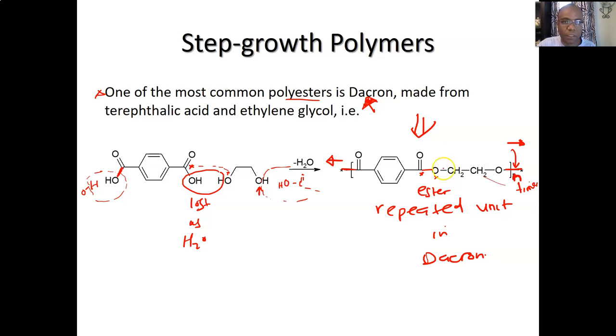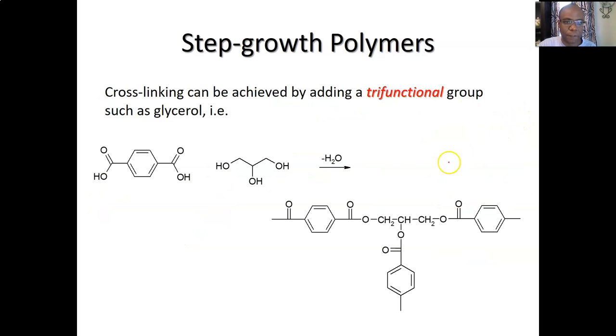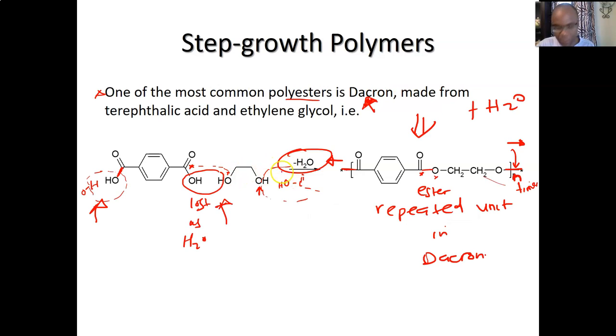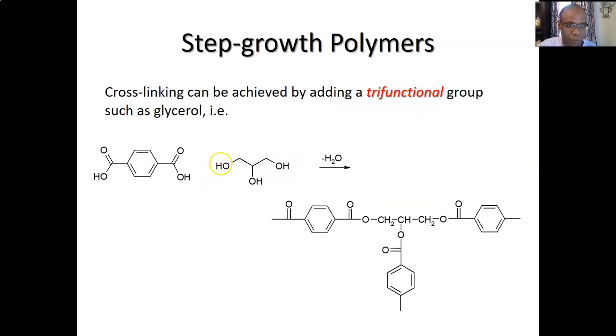Okay? So it's step growth polymerization, because again, you're functionalizing to the left and to the right at the same time, and you're losing a small molecule, in this case water. So apart from just reacting with a diol, one can also decide to react with a triol. So that can react.